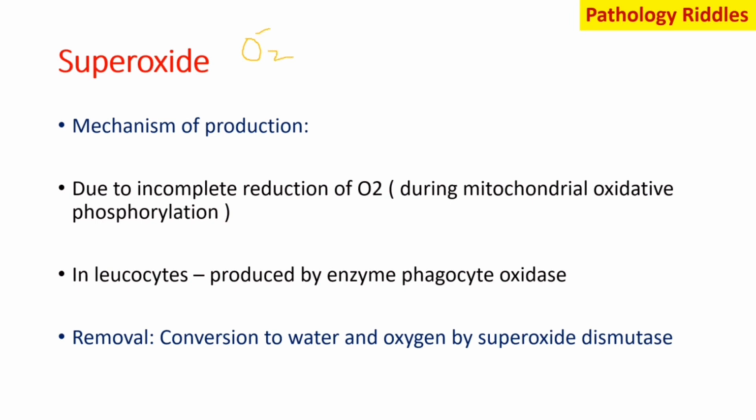The mechanism of production of superoxide is that they are produced during mitochondrial oxidative phosphorylation because of the incomplete reduction of oxygen. They are also produced by the WBCs, which have an enzyme called phagocyte oxidase that produces superoxide. And how is it removed by our body? By conversion to water and oxygen by an enzyme called superoxide dismutase, which is already present in our cytosol.